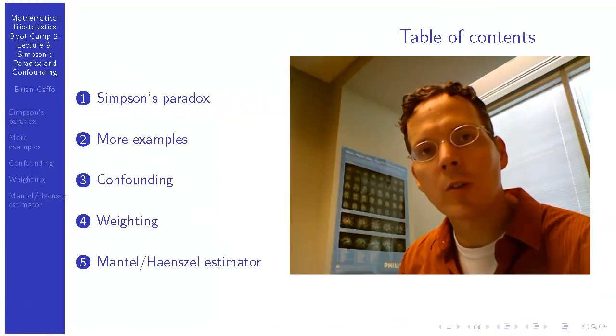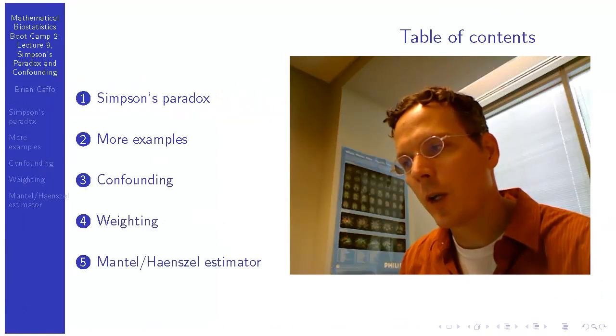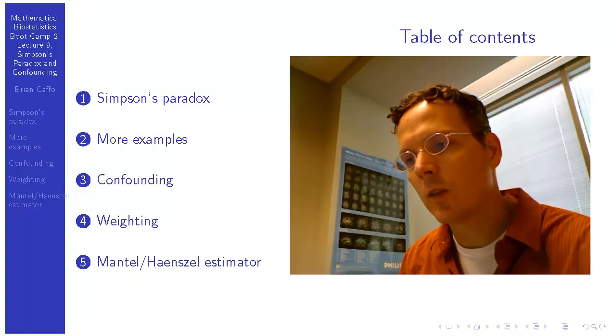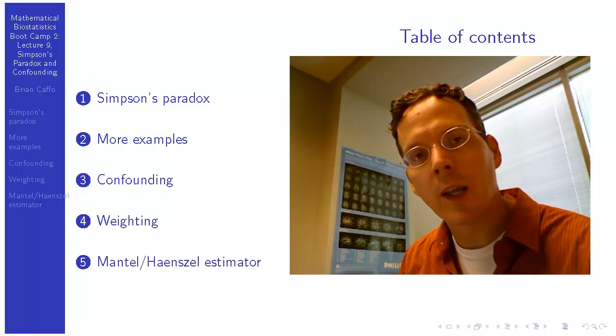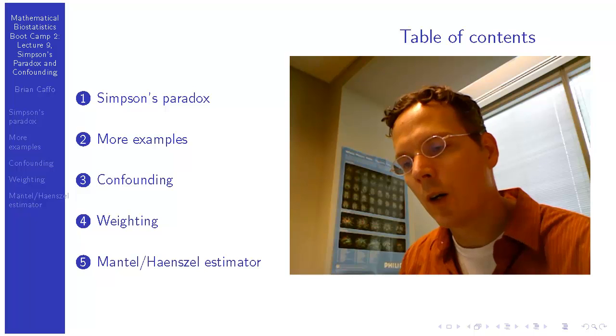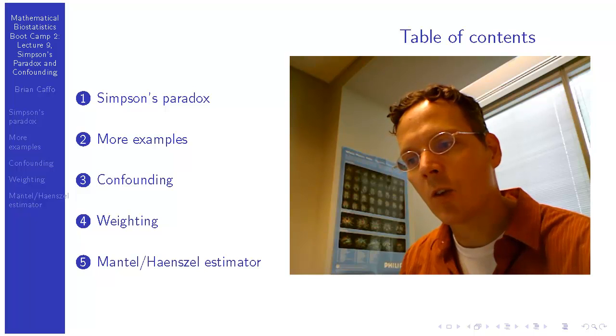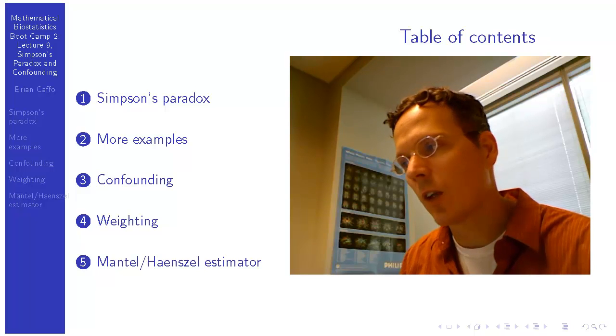In this lecture, we're going to talk about a phenomenon called Simpson's paradox. I don't find it to be a paradox, but it's called Simpson's paradox. We'll talk about some examples like the Berkeley data of Simpson's paradox, and then we'll talk about this related to the treatment of confounding. And then I want to cover a particular way to handle confounding through weighted estimators, and then talk a little bit about the Cochran-Mantel-Haenszel estimator.